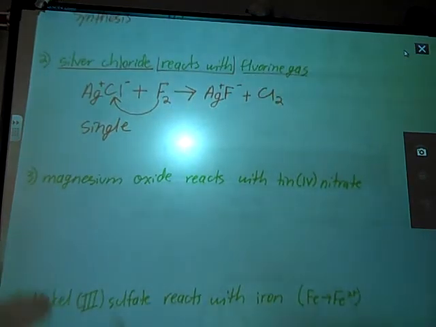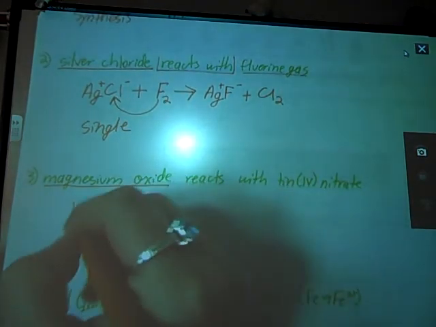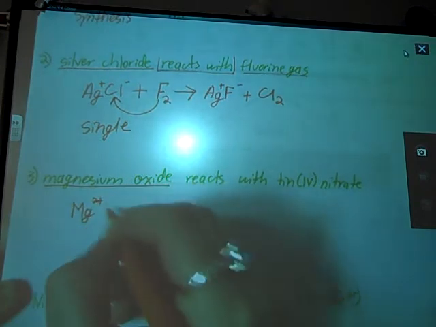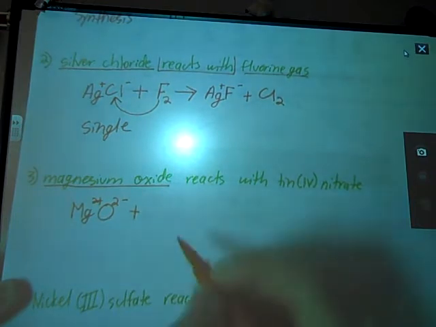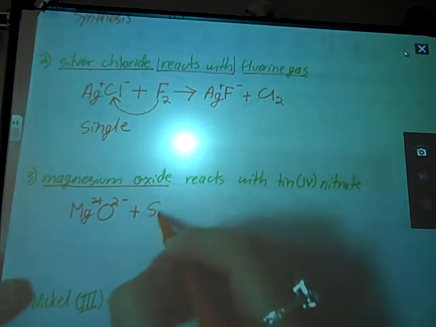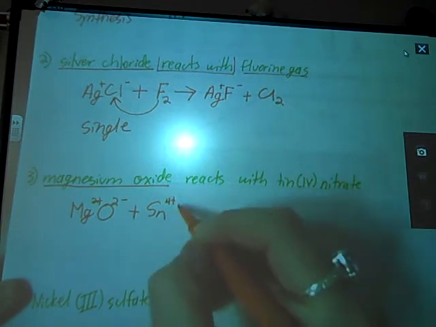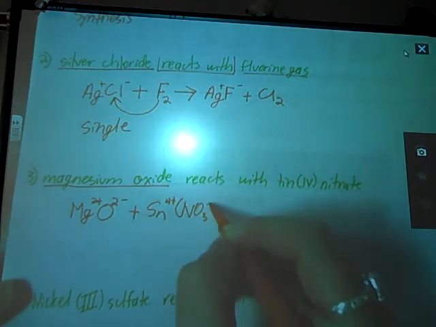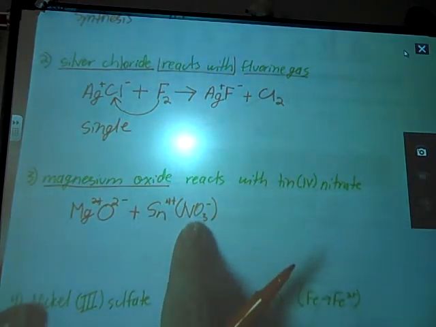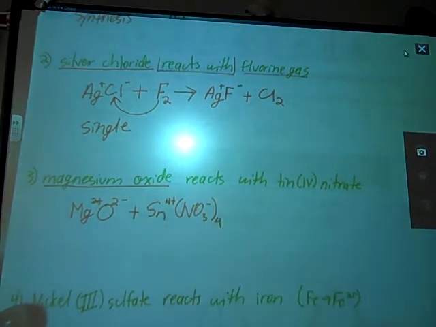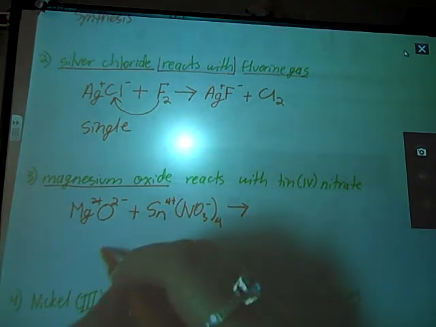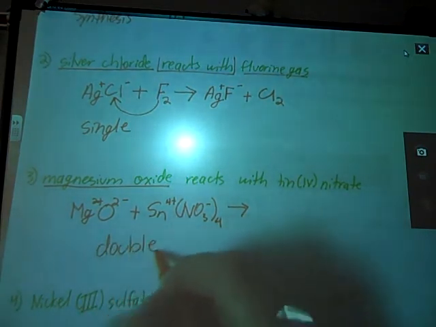Next example here, off to the races. Magnesium has a 2+, oxide 2-, that one's good. Reacts with tin 4 nitrate. Tin 4 nitrate. Remember to put your polys in parentheses. +4 - 1, ooh, that doesn't equal 0. I need 4 of those nitrates. Now on to our type. I have 2 compounds, completely different, makes this a double replacement.